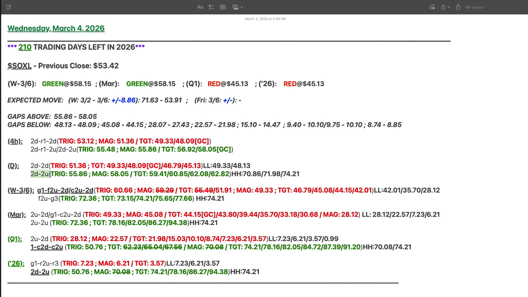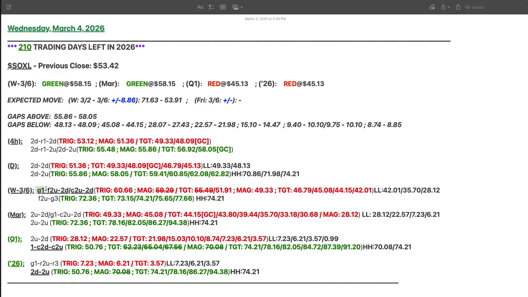If we go 2 down, 2 up, that does trigger a reversal. So it triggers at 55.86, and the magnitude of that move would be 58.05. Should we reach 58.05 with some momentum and continue to get those higher lows and higher highs and continue to push up, we've got these extended targets listed out here for you as well.